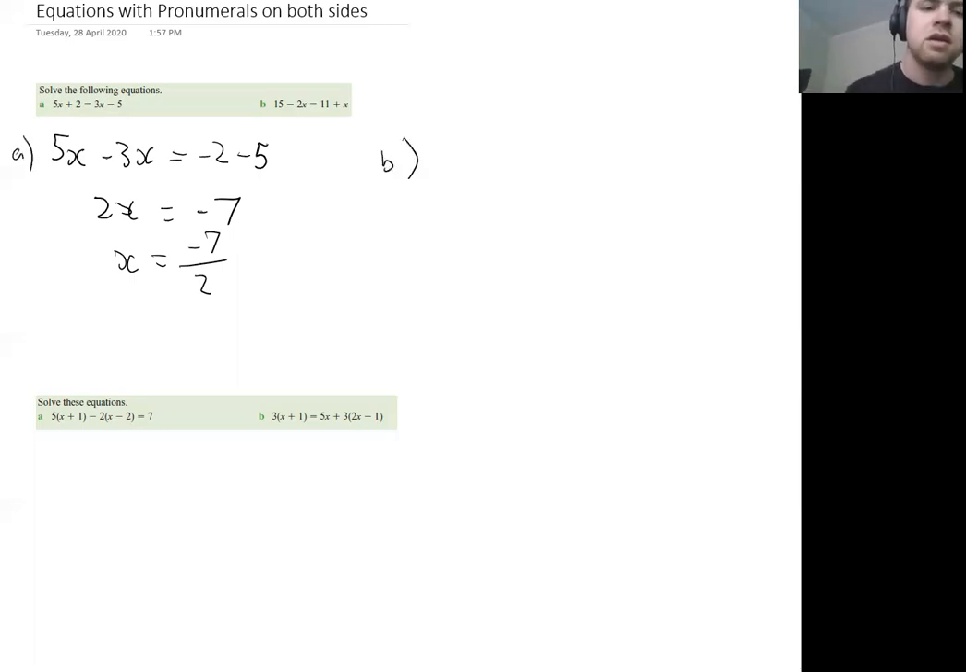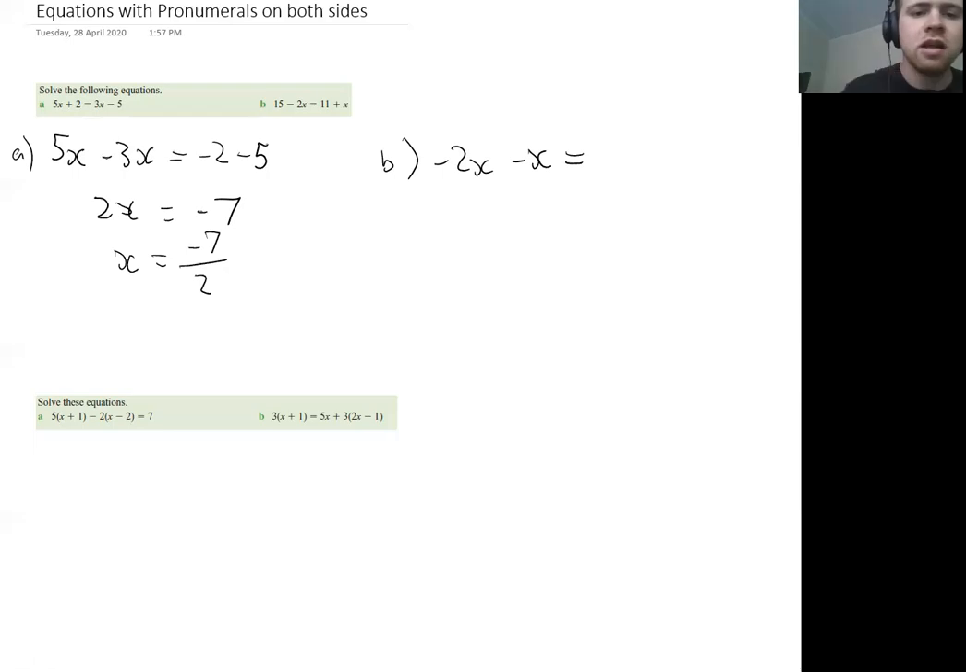Question B, we've got 15 minus 2x equals 11 plus x. I'm going to move all the x's to the left, everything else to the right, just like we did with that first question. So the plus 15 here is going to become a minus 15 on the other side. The plus x here is going to become a minus x on the left side. So we're going to get minus 2x minus x. So that minus 2x stayed the same. We've just moved the plus x over to make it minus x.